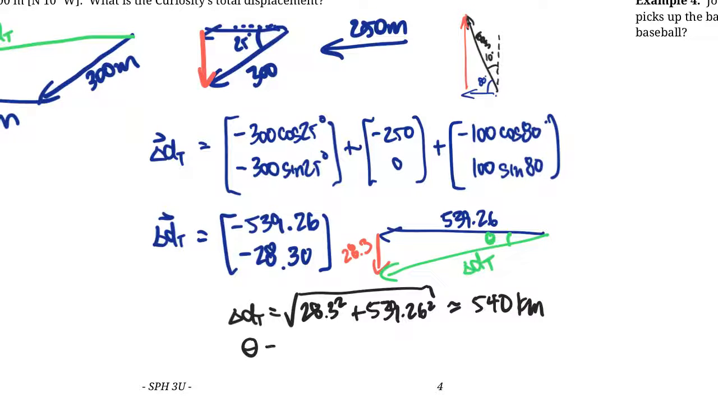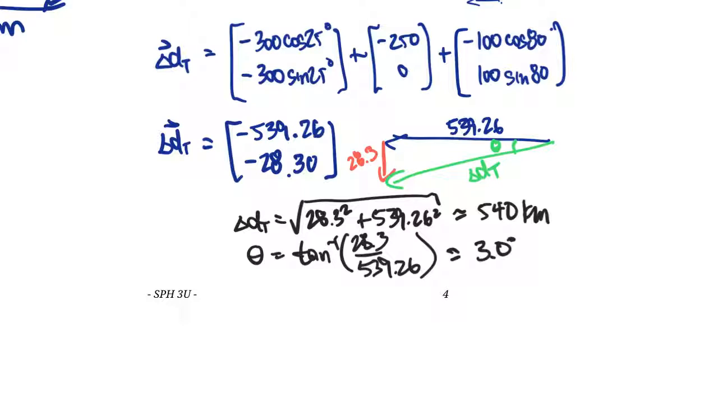And theta is the inverse tan of opposite over adjacent, which is 28.3 divided by 539.26, which is 3.00 degrees. So we'll just round that to 3.0 degrees. Look at that, they come out to nice numbers. So our final answer, delta d, is equal to 540 meters. And then what's the direction? Well, it's from the west, and then it goes a little bit south.